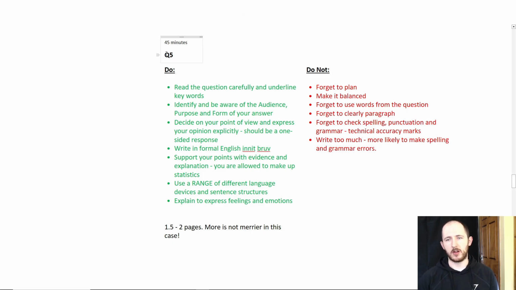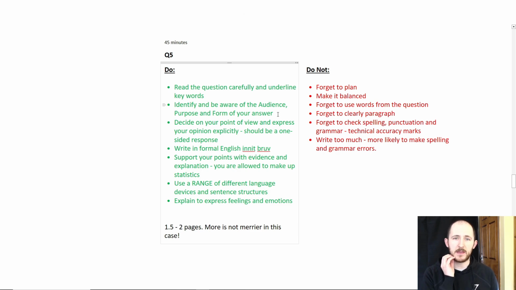I do see the logic in starting with question 5, in the sense that your arm won't be tired, your hand won't be tired. So ending on question 1, where you're just ticking boxes, might be an easier exercise for you. But anyways, do read the question carefully and underline key words. Identify and be aware of the audience, purpose and form of your answer.